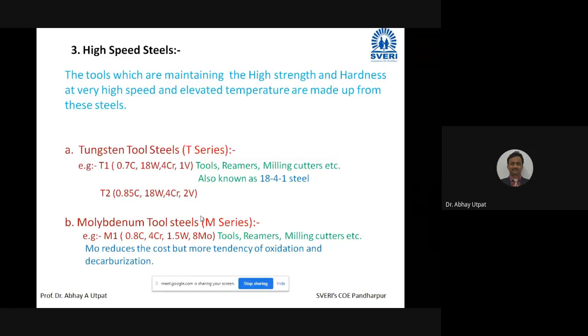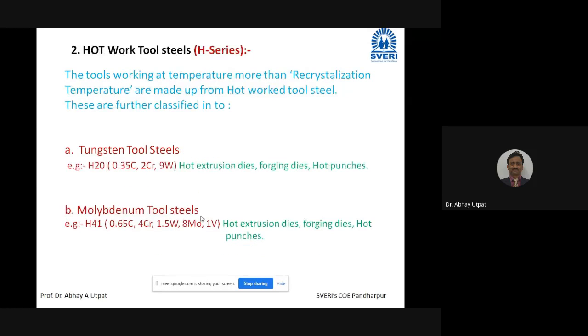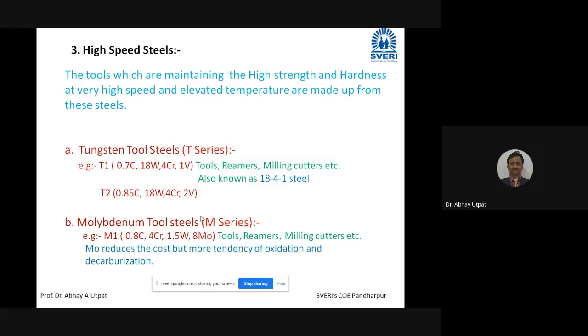Third one is high speed steel. Short form is HSS. You might have heard of this HSS steel. Very simple: if you are using your tool at very high speed and high temperature, it may lose its hardness. So what is the specialty? These steels can maintain high hardness at higher speed as well as higher temperature. Again the same: previously also it was tungsten type and molybdenum type. This is also tungsten type, this is also molybdenum type. The series is different. This is the H series, and this is the T series for tungsten and the M series for molybdenum.